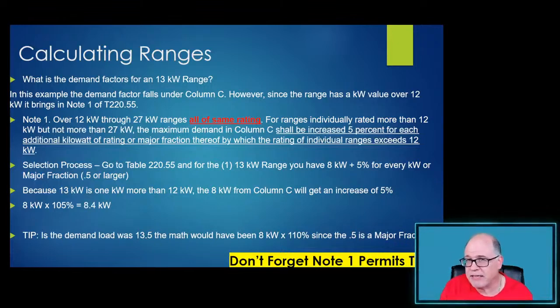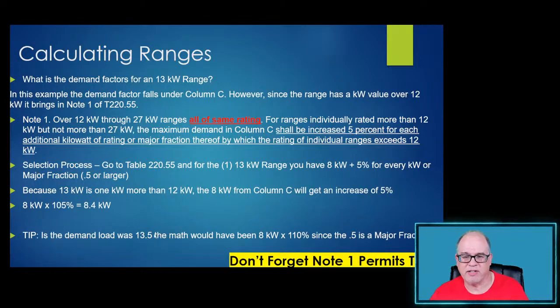Remember that first exercise we did when we started this lesson? I had a 9 kW range, but the demand load was still 8 kW. Even if it was a 12 kW range, the demand load was 8 kW. Note 1 is telling us how to increase that value in increments of 5% for every kW or major fraction that exceeds 12. Now, what's a major fraction? Anything that's 0.5 or greater. That's a major fraction, okay? So if it was 12.6, then it would go up to 13, okay?